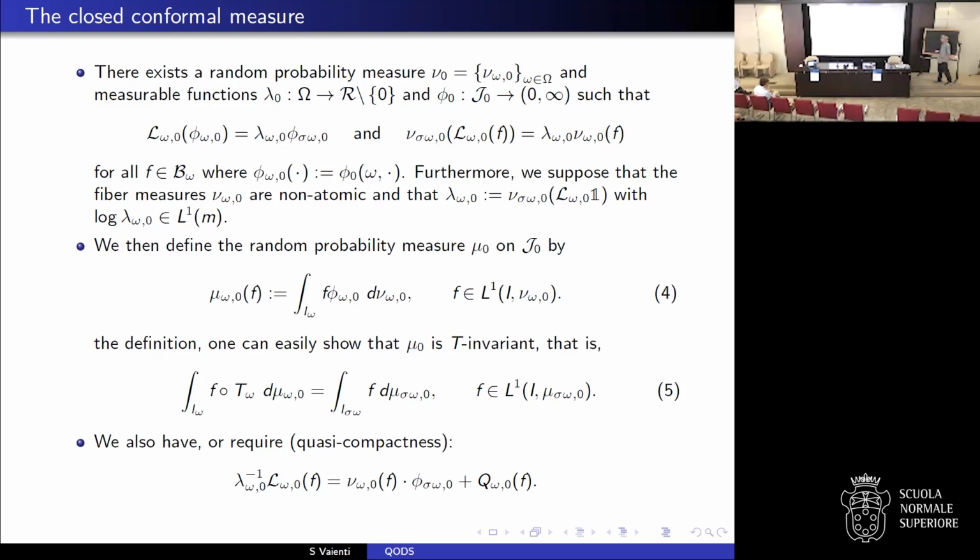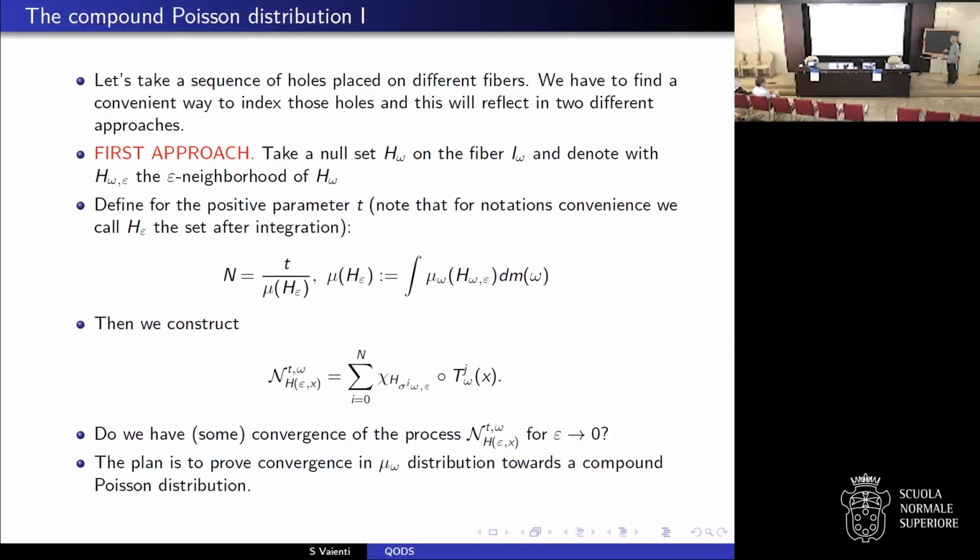Another important point, because we are going to apply a perturbation result by Keller and Liverani, is the quasi-compactness of this operator, which is this one. As you know, we already saw this formula several times. In particular, we also need this quasi-compactness property for the perturbed operator. So this is a brief account of this kind of quenched system, which will be the main system to which we are going to apply this to determine the Poisson statistics.